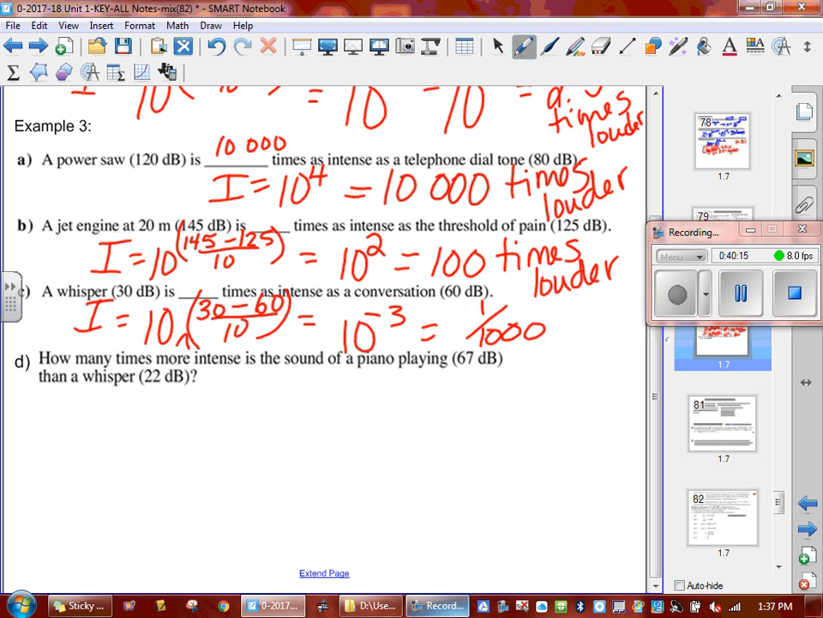Now we want to know a piano compared to the whisper. We've got a tiny whisper of 22. So 10 exponents, 67 minus 22, all divided by 10. Again, don't forget that's the intensity of loudness. Intensity of loudness, it's all base 10.